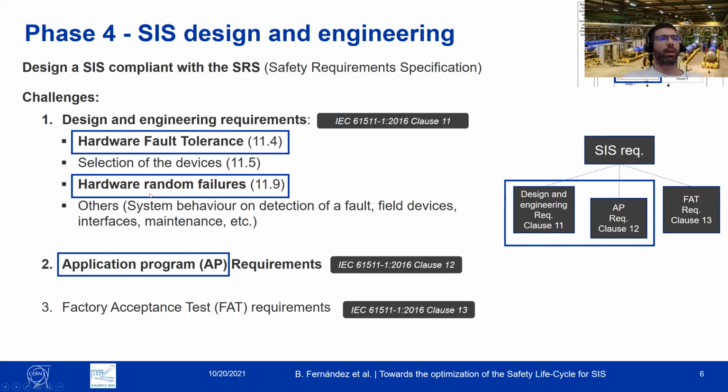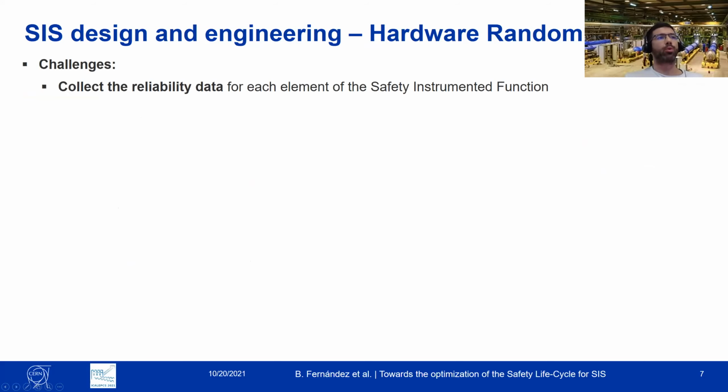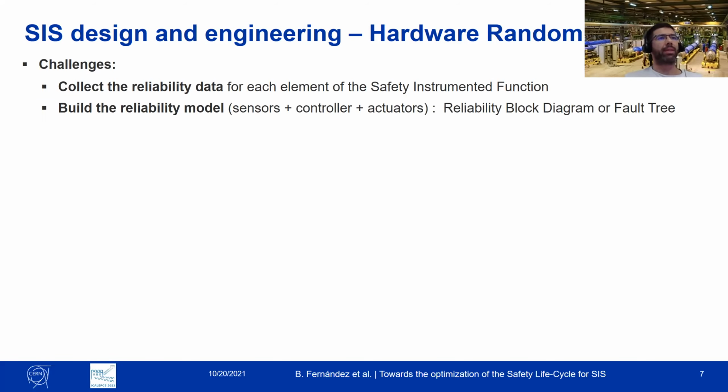And I will start with the hardware random failures. For the hardware random failures, the first thing we need to do is to collect all the reliability information from all the elements of our safety instrumented function, build the reliability model based, for example, on methods like reliability block diagrams or fault trees, and basically after that apply the tables and the formulas given by the standard.